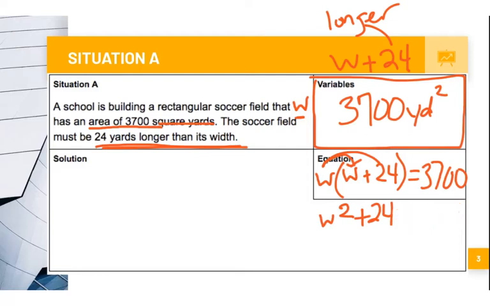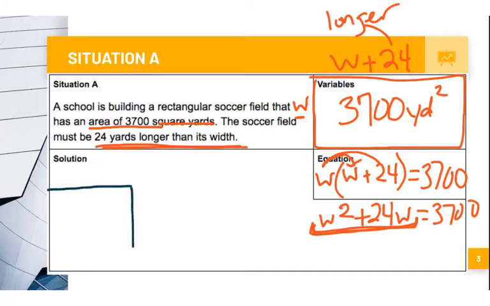24W. I said it. I just didn't write it. Okay. And I actually feel like I'm going to complete the square because I already have the W term and the W squared term by itself.